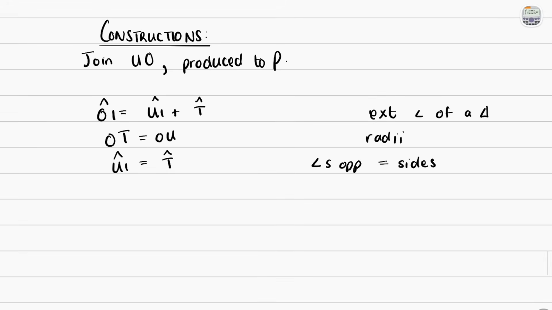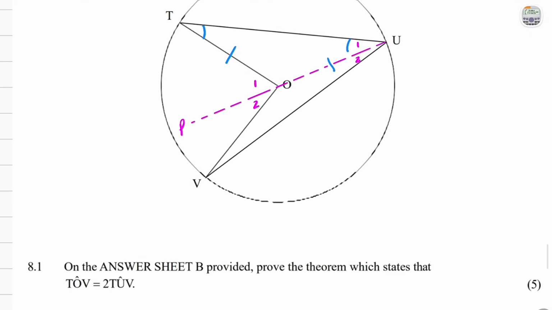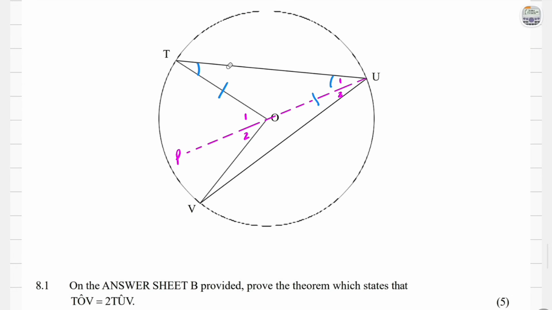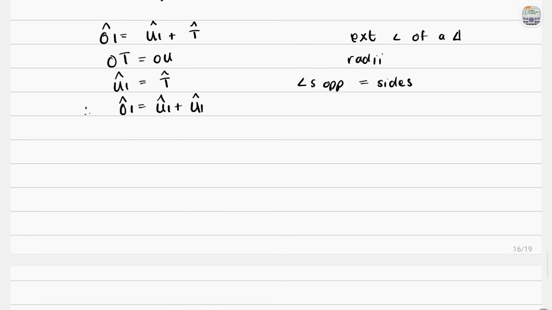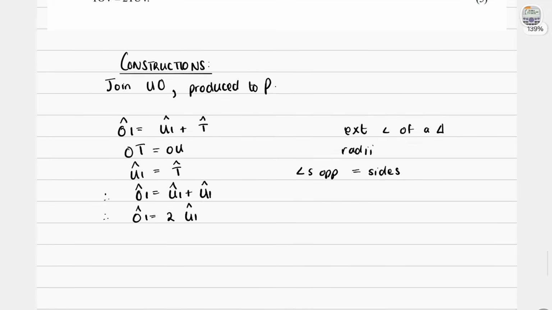Okay, so with this, what we can actually do is update angle O1's equation. That would mean that angle O1 is equal to angle U1 plus, in place of angle T, because angle U1 and angle T are equal, we can replace that with angle U1 as well. The reason we're going to focus on angle U1 is because it is part of what we need to prove. Angle TUV is the sum of angle U1 and angle U2. So that means in a nutshell that angle O1 is equal to twice the size of angle U1. And so we're done with that part.